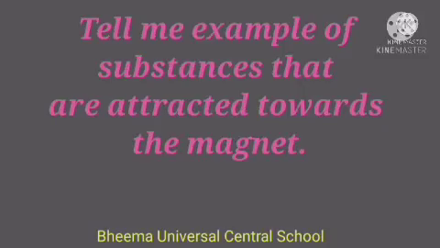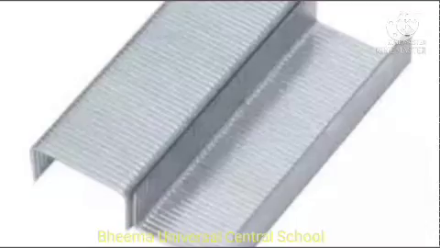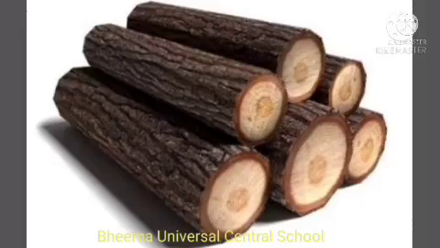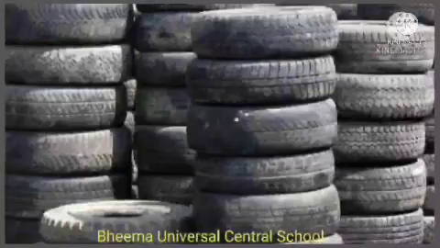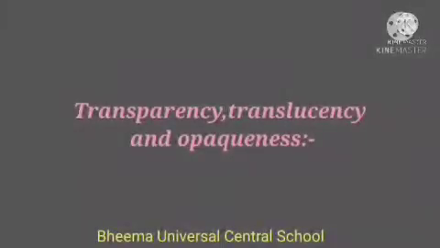Tell me examples of substances that are attracted towards a magnet. Very good. Nail, stapler pin, coins, paper clip. Objects or substances that are not attracted towards a magnet are called non-magnetic substances. Tell me some examples. Very good. Wood, plastic or rubber. Next property of matter is transparency, translucency and opaqueness.